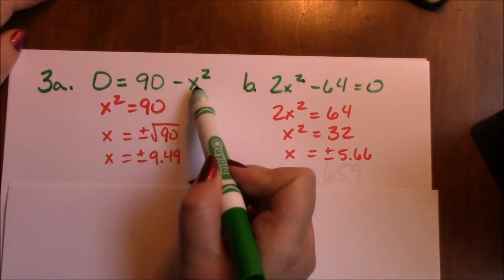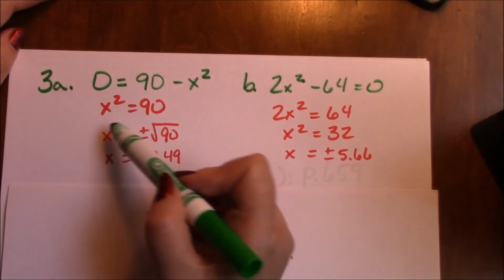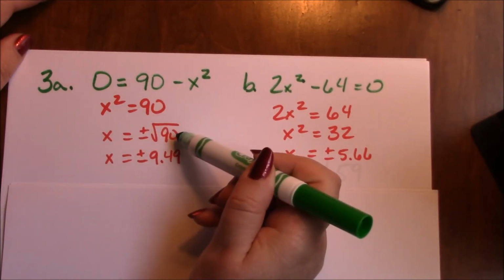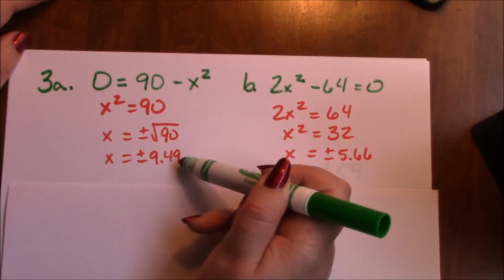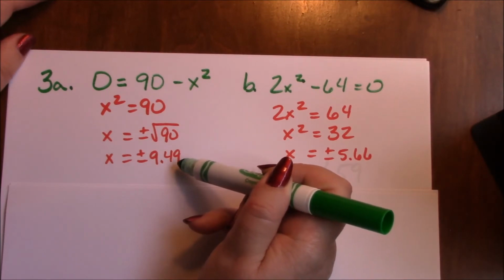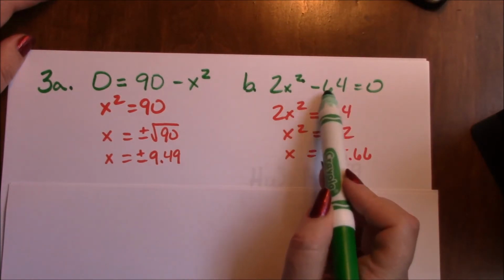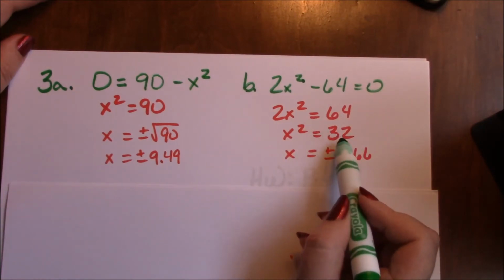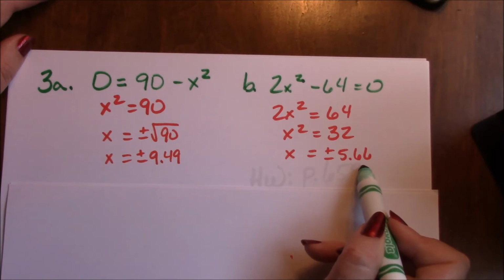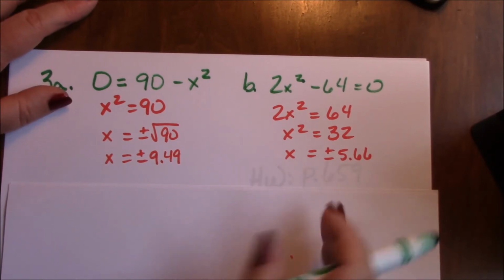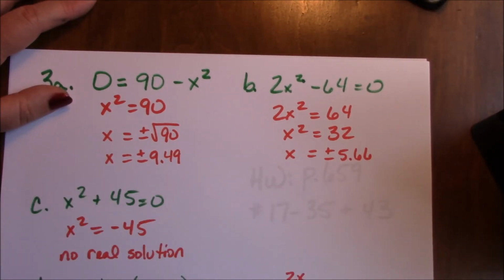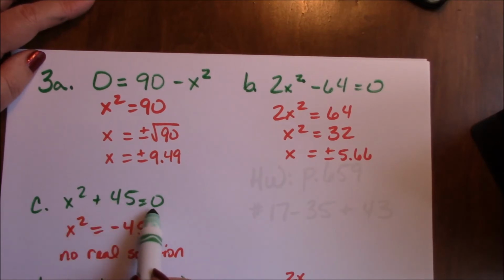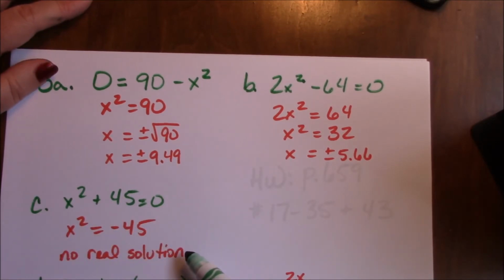We're going to subtract x squared from both sides, and we're going to find that the square root of 90 is plus or minus 9.49 because we rounded. We're going to add 64 to both sides and then divide by 2, and the square root of 32 is plus or minus 5.66. And C, we're going to subtract 45 from both sides, and we realize that because it's negative, there's no solution.